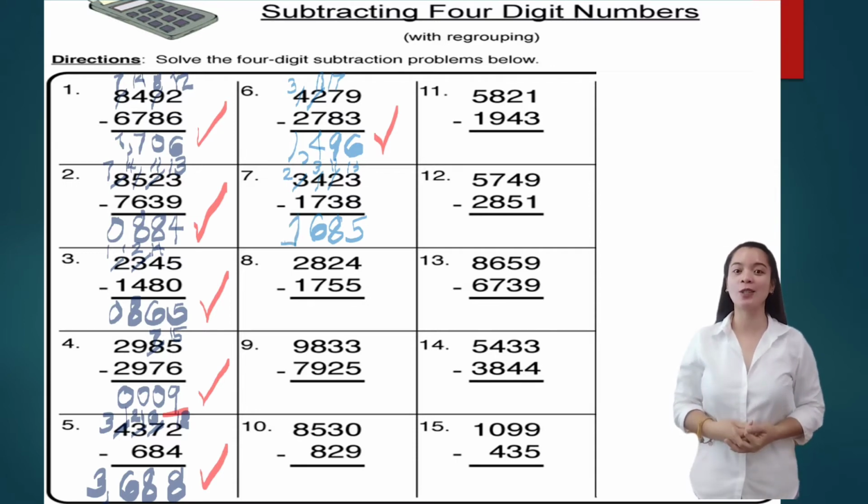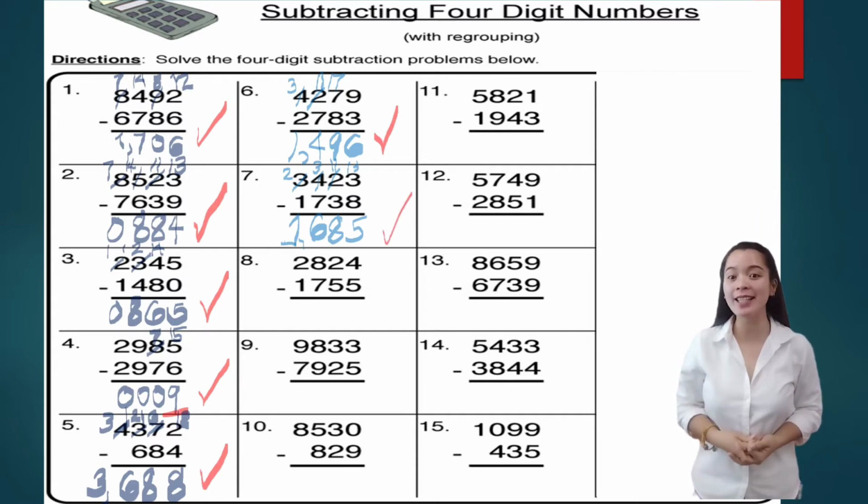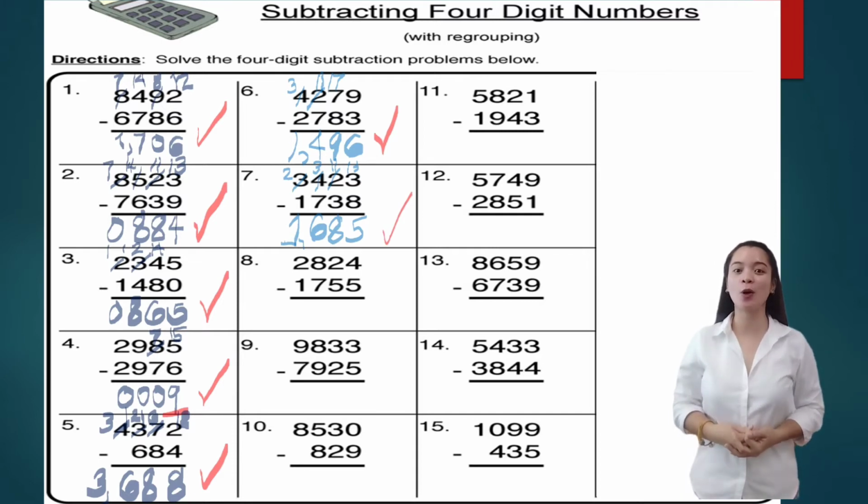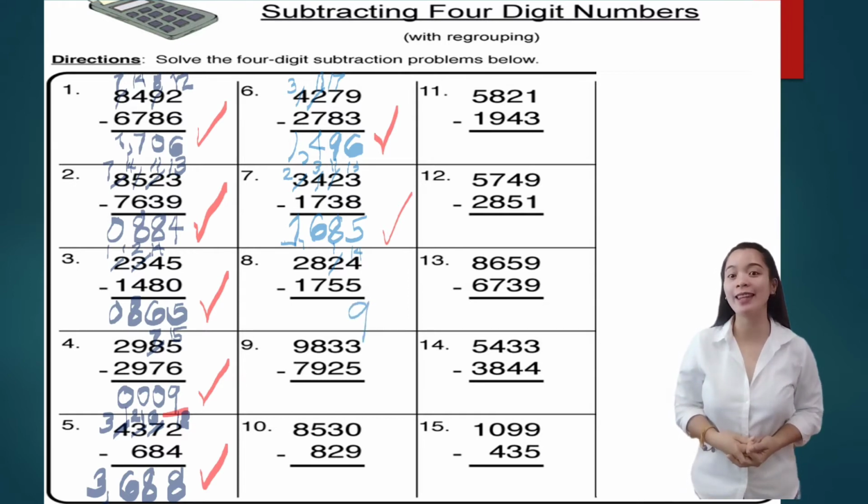So our answer is 1,685. Who's correct? Okay, let's check. Now let's have number 8, which is 2,824 minus 1,755. 4 minus 5 cannot be, so let's borrow. 2 becomes 1 and 4 becomes 14. 14 minus 5 equals 9.